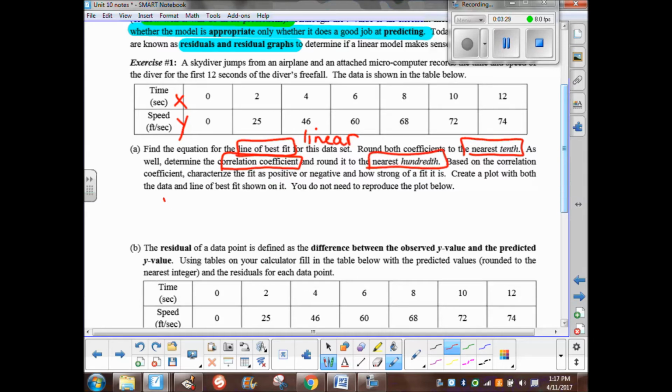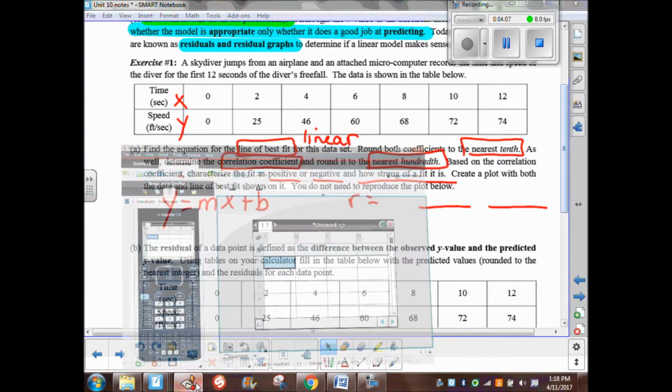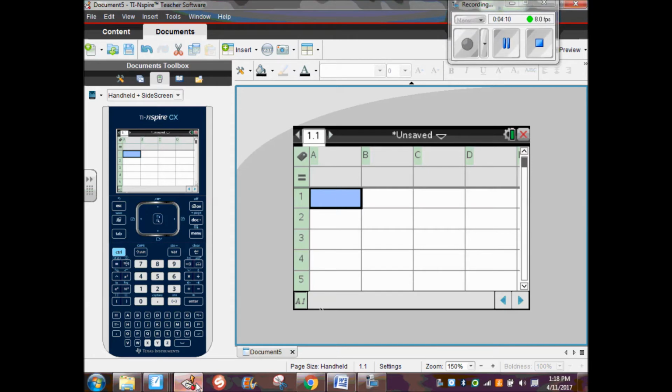So we've got to come up with, let's kind of jot down what we're going to need. We're going to need that, and then it says based on the correlation coefficient, characterize the fit as positive or negative, and then how strong a fit. So we got a couple things to answer that deal with the R value. Create a plot with both the data and the line of best fit shown on it. You don't need to reproduce the graphs. We just need to look at it on the calculator. So let's go ahead, enter this. Let's get our scatter plot, and let's toss in our regression line.